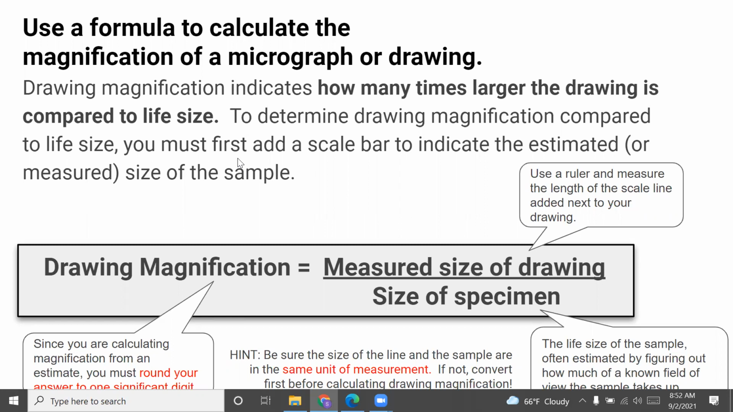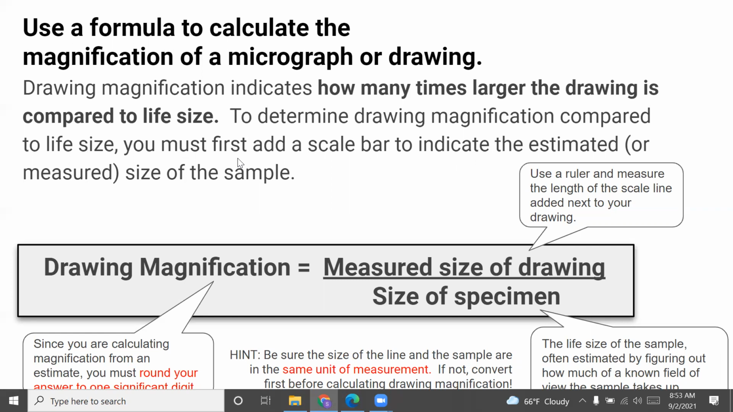Okay. The first page says you can find the drawing magnification if you have the measured size of the drawing and the size of the specimen. Okay. So of these 3 pieces of information, you need at least 2 of them. Look to the next page. On the next page, we should be able to find the size of the specimen if we are given the measured size of the drawing, which if you have a ruler, you can do, and the drawing magnification. So these are kind of similar because the equations are similar, right? But different.